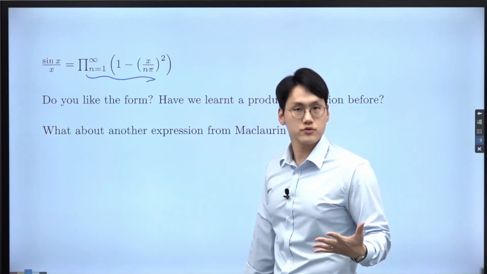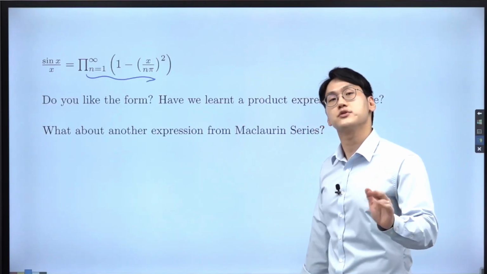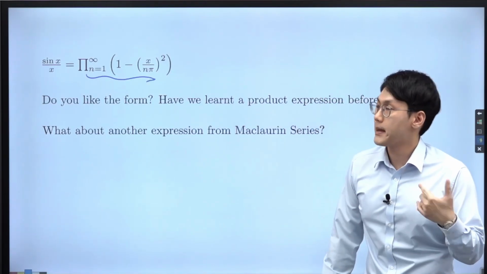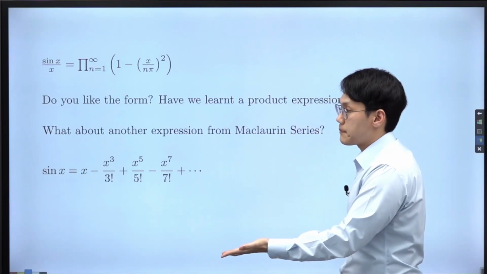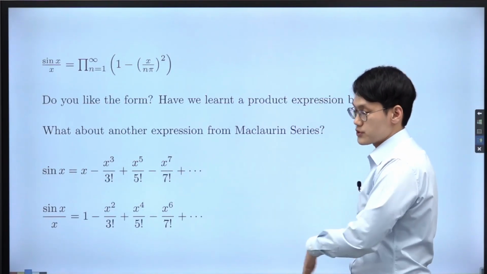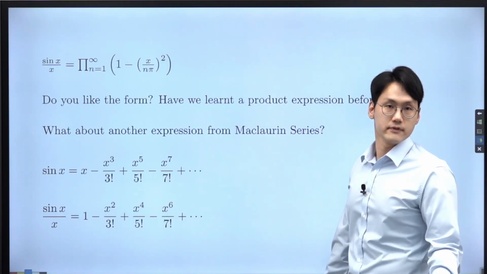Sine x over x, I'm trying to describe as a polynomial, but we do know the polynomial expression of sine x over x, which is from the Maclaurin series, okay? So now this is the Maclaurin series of sine x. Now I merely divide by the x. Then I get the even terms, which makes sense for me, at least, since that is an even function, right?